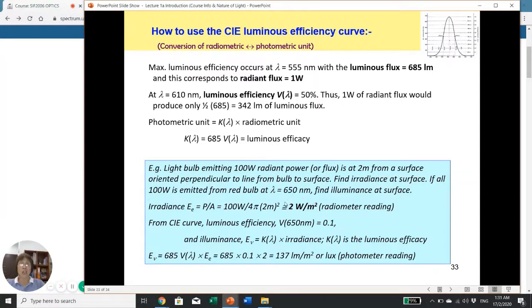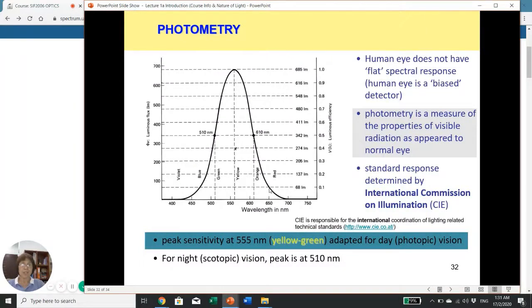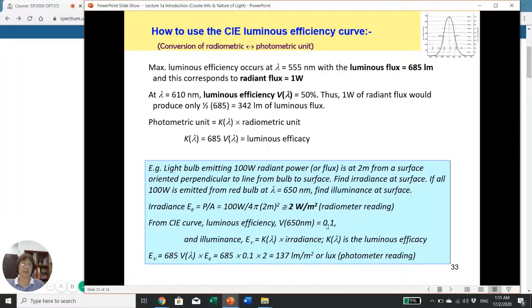Now we want to change this to illuminance. How do we do that? From the CIE curve, you will find that at 650 nanometers, the efficiency is only 0.1, which is 10%. So the illuminance would be 0.1 of 685 multiplied by the irradiance, which gives us about 137 lumens per meter squared. That would be our photometric unit.